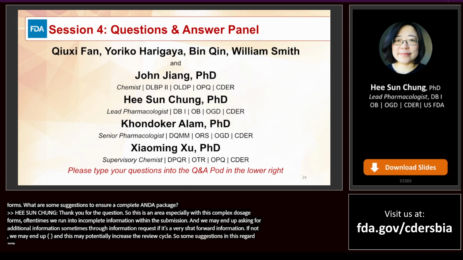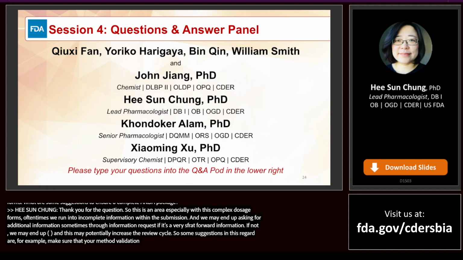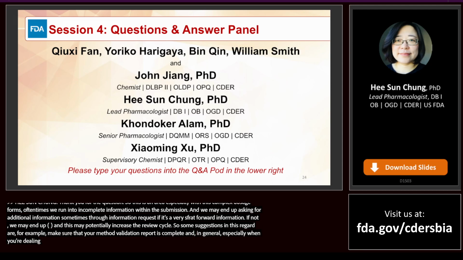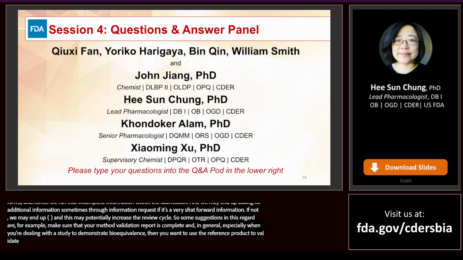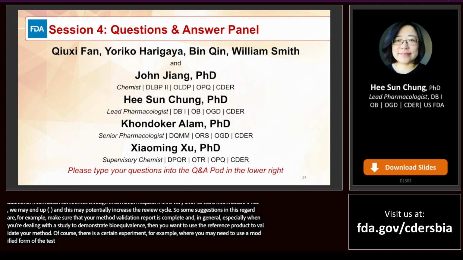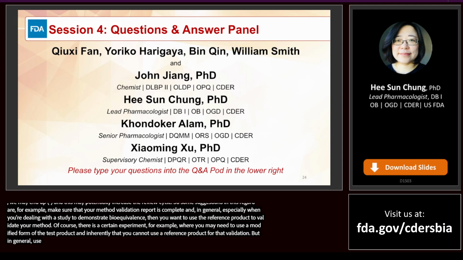For example, make sure that your method validation report is complete. And in general, especially when you're dealing with a study to demonstrate bioequivalence, you want to use the reference product to validate your method. Of course, there are certain experiments, for example, selectivity, where you may need to use a modified form of the test product, and inherently then you cannot use a reference product for that validation. But in general, do use the reference product to demonstrate that the method is validated for this drug product.